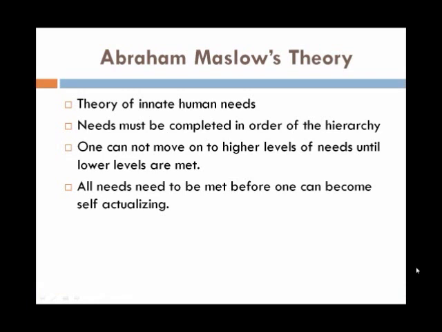Abraham Maslow's theory of self-actualization is based on innate human needs and human motivation. His theory described the needs that all humans have and the hierarchy in which those needs are organized. According to Maslow, one cannot meet the higher level needs unless the lower level needs are met. All of the needs must be met before a person is able to become self-actualizing.